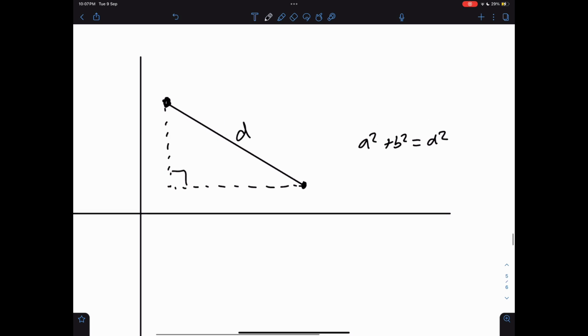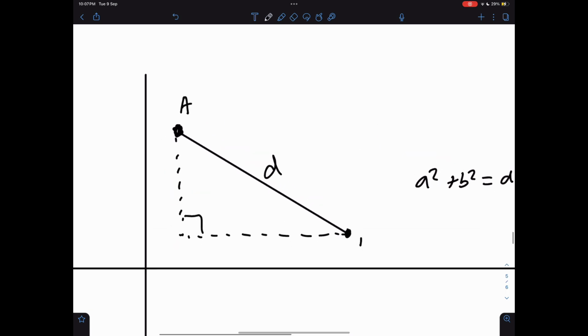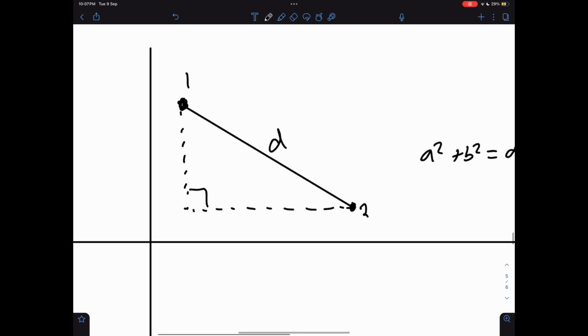And let's call this point A and point B, or point 1 and point 2, maybe. Let's do point 1 and point 2. So that means this bit here is going to be x2. This bit here will be y1. This bit here is x1. And this bit here is y1. So how do we, and let's call this A and let's call this B, how do we find A and how do we find B?